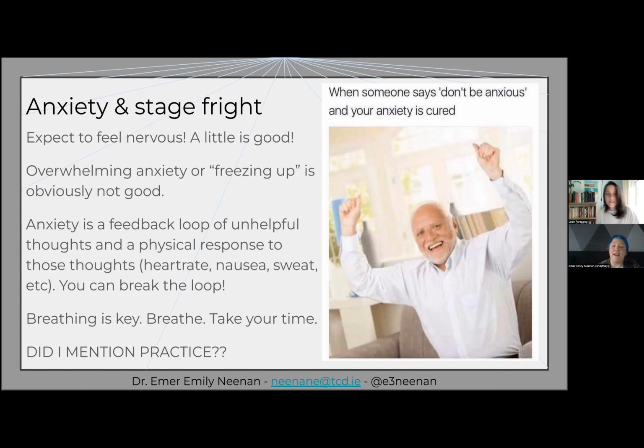It is possible to physically stop the feedback loop. When you start thinking nervous thoughts, you start having a physical response to the nervous thoughts. And when you have a physical response to nervous thoughts, it makes you more nervous. You can physically break the loop, and the easiest way to do it is by breathing and doing any kind of grounding exercise.